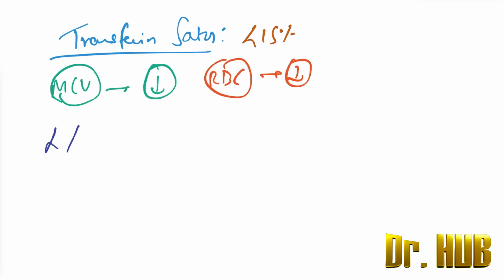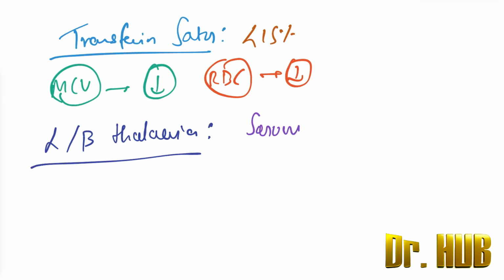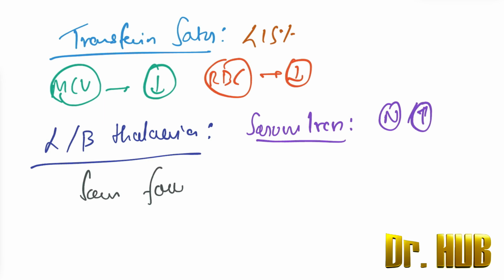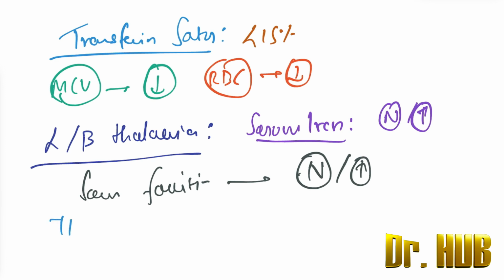Then we move on to the alpha or the beta thalassemia. In alpha or beta thalassemia, the serum iron is normal or it can be increased. Then look at the serum ferritin. The serum ferritin is also normal or it can be increased. Then comes the TIBC. TIBC is going to be normal.